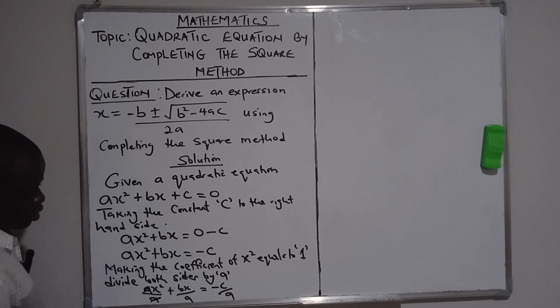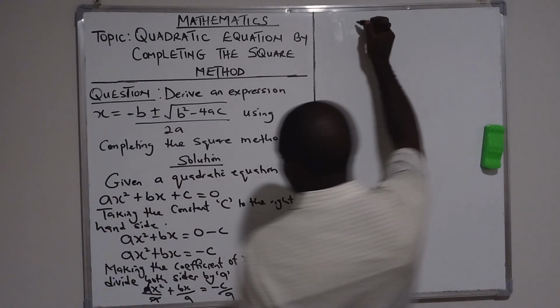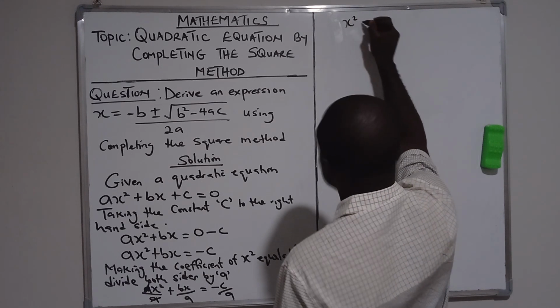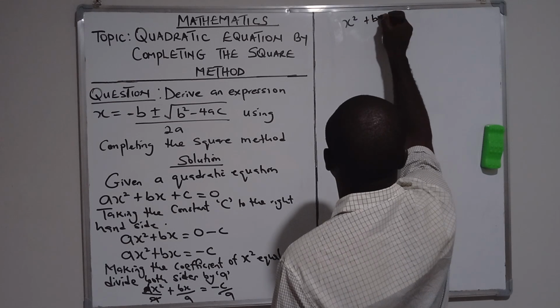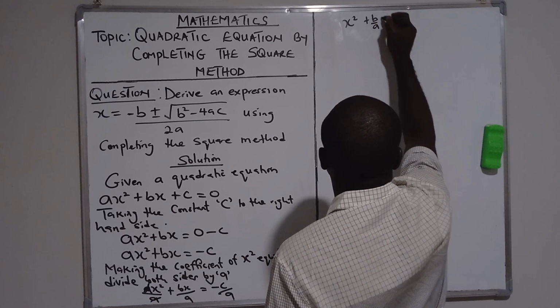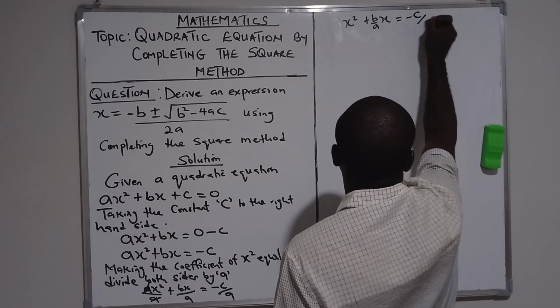This a will cancel this a. You are left with x squared plus b over a x equals minus c over a.